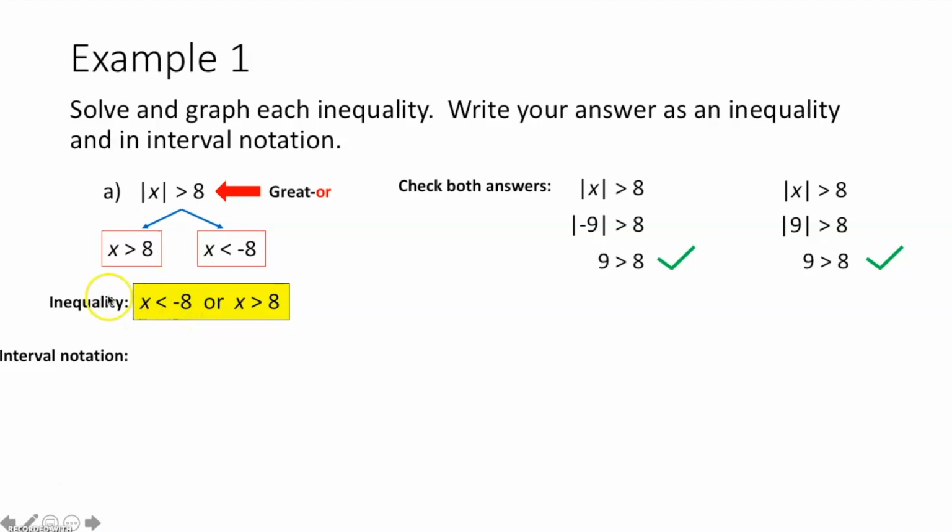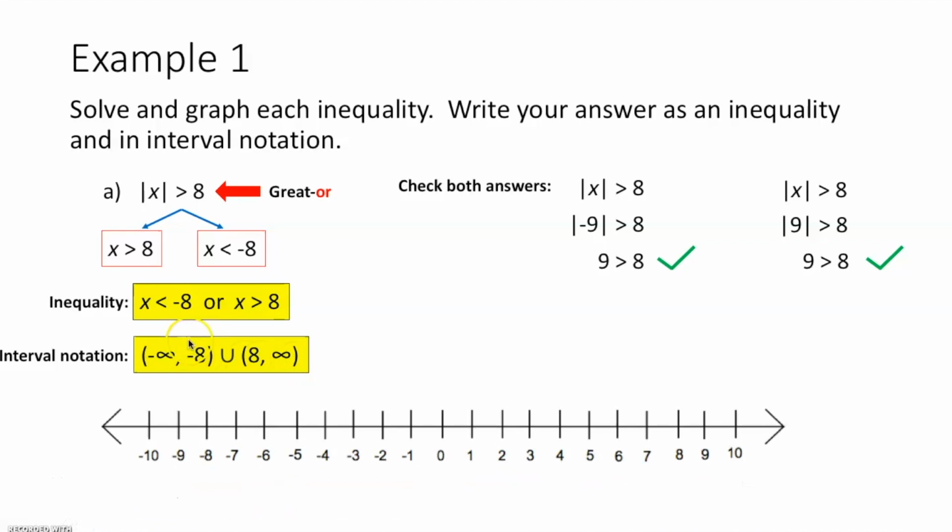That'd be negative 9, negative 10, negative 11, all the way to negative infinity. So we start at negative infinity, put a parenthesis. So we've got parenthesis, negative infinity, comma, all the way to negative 8. And that's not included because there's no equal sign, so that has another parenthesis around it. Then we're going to put our union symbol. And then over here, we're going from 8 to infinity. 8 is not included because there's not an equal sign here. We put a parenthesis and we put 8, comma, infinity. And then that has a parenthesis as well.